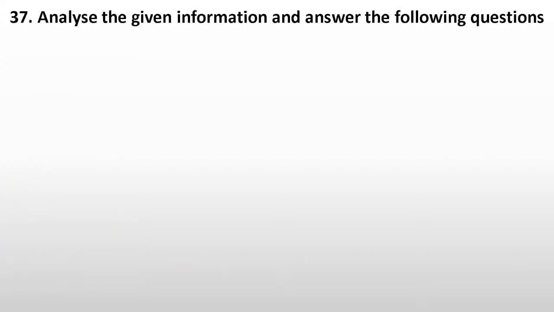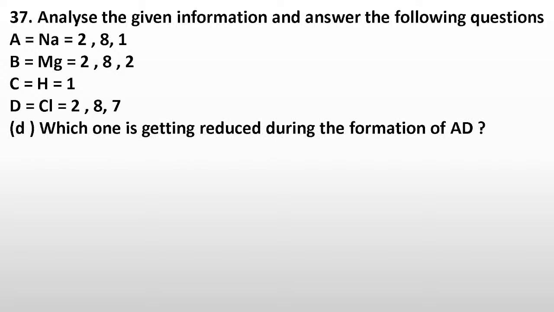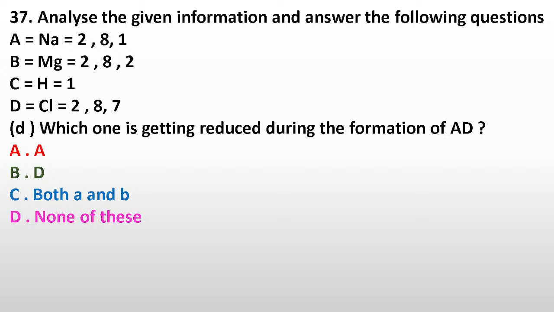Coming to the next, analyze this information. A is equal to Na is equal to 281. B is equal to Mg is equal to 282. C is equal to H is equal to 1. D is equal to Cl is equal to 287. And answer this question number D, that is, which one is getting reduced during the formation of AD? A, is it A? B, is it D? C, is it both A and B? D, is it none of these?